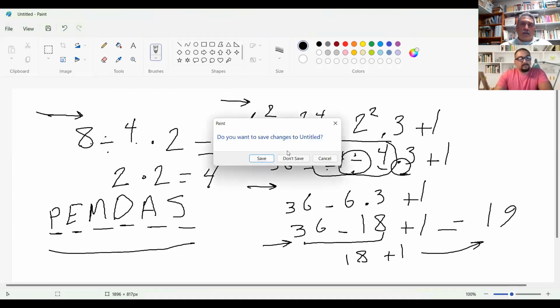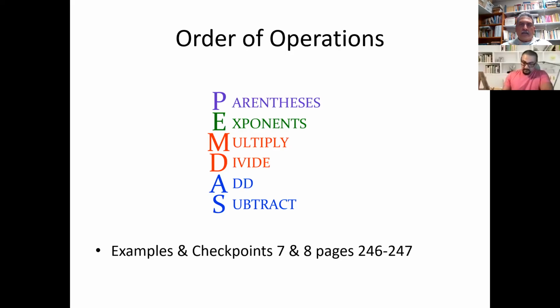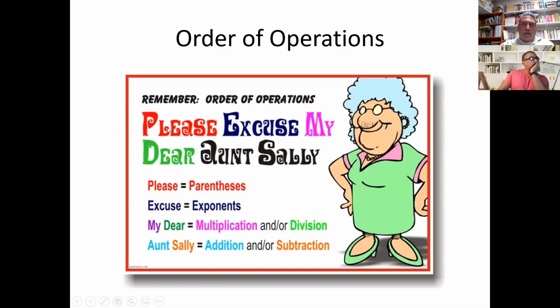Okay, so let's move on. Yeah, I think we don't need the tablet anymore. Let's go to the PowerPoint. Yeah, I think that's clear. So that's the little thing to remember: please excuse my dear Aunt Sally. Parentheses, exponent, multiplication, division, addition, and subtraction, but from left to right. Don't forget that. All right.